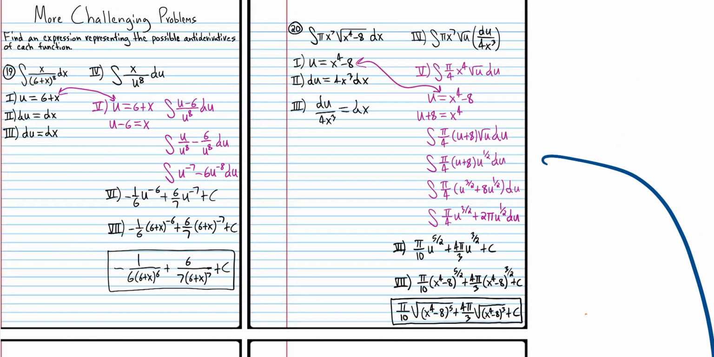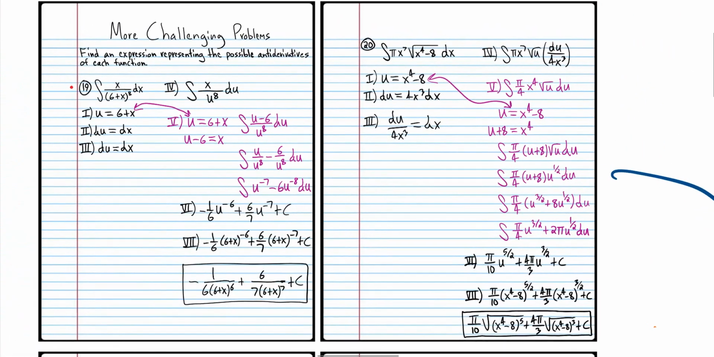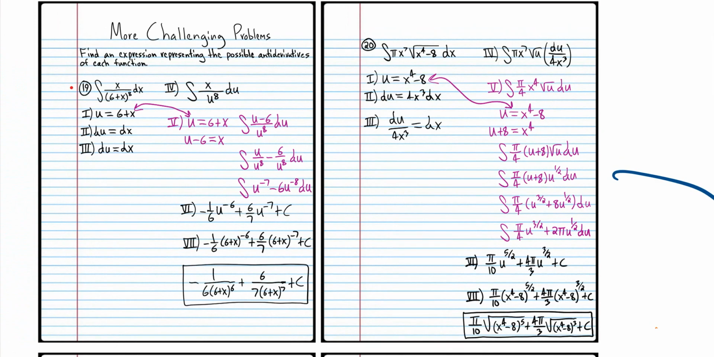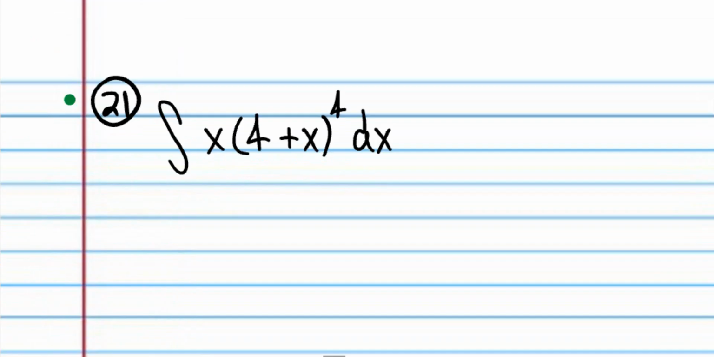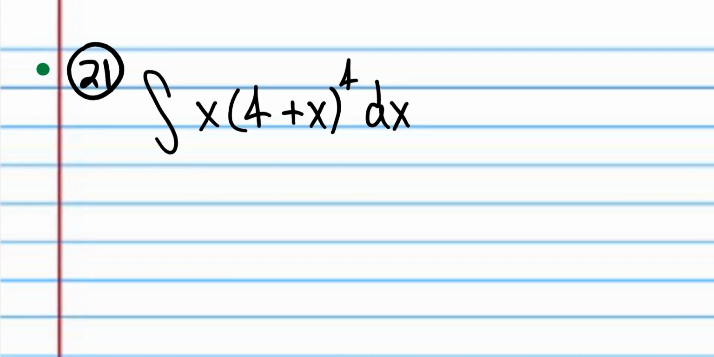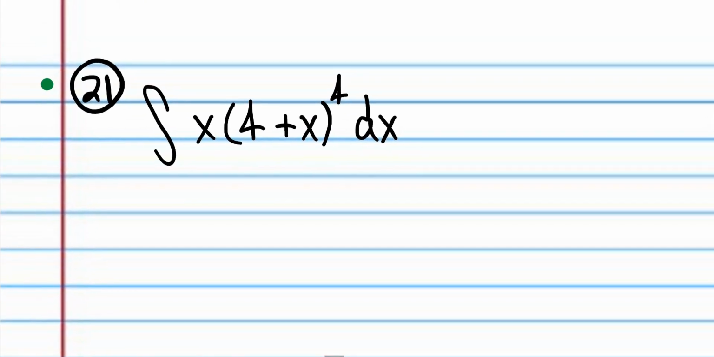Okay, so I want you to take pictures of these two problems, and I want you to attempt number 21. So remember, when you get to step 5, the x's aren't going to cancel out, so you'll have to do something different. So try 21. When you come back, we'll do it together.